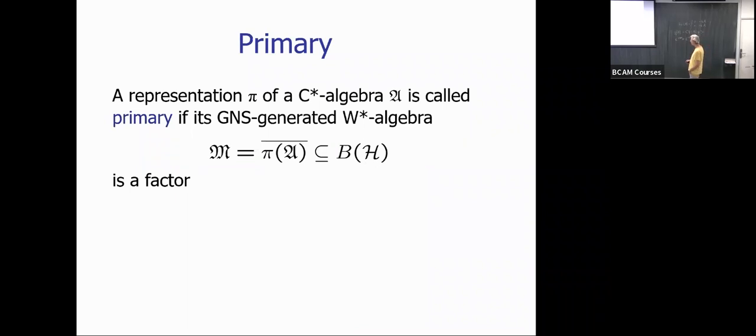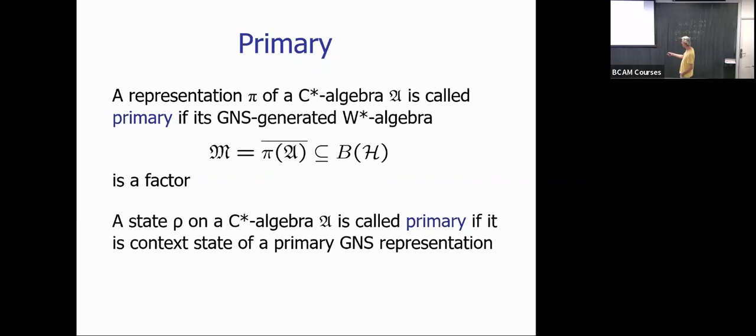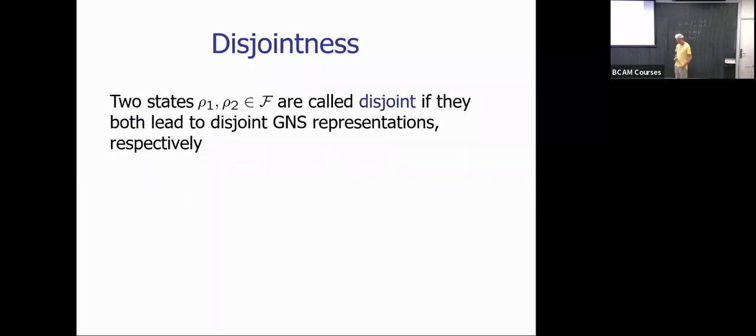Then we have to introduce the notion of a primary state. And this goes along with the GNS construction. We say that a representation pi of a C-star algebra is called primary if the W-star algebra that is obtained through the GNS construction is such a factor with trivial center. And eventually we also call a state on a C-star algebra primary if it is the context state leading to a primary GNS representation. And now we are able to define that two states are called disjoint if they both lead to disjoint GNS representations. And you remember, we have called representations disjoint when they are neither unitarily equivalent nor quasi-equivalent.